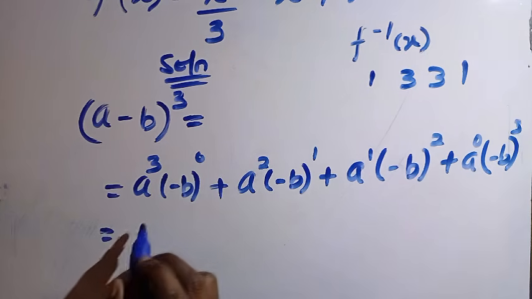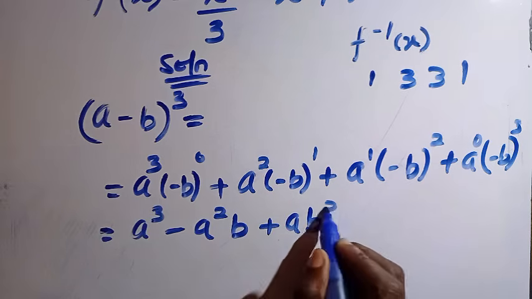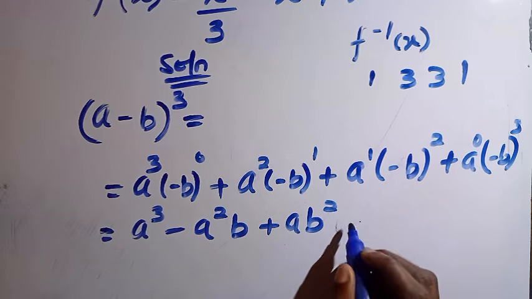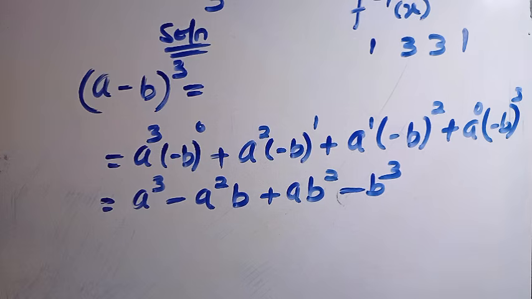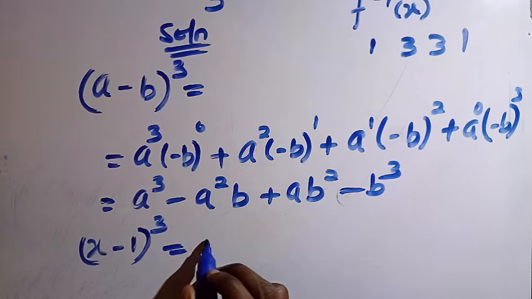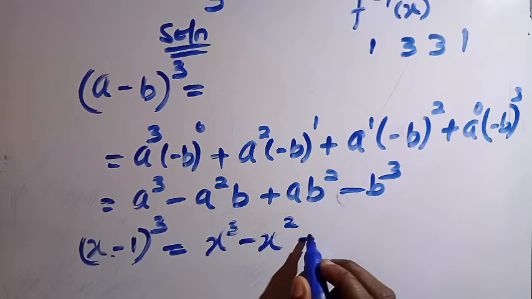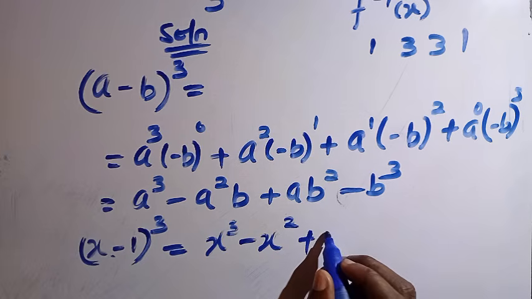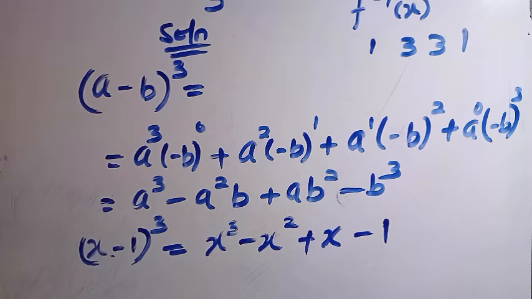Then the whole of this gives us a to the power of 3 minus a squared b plus ab squared minus b raised to the power of 3. This is what we have. Then, how can we now apply this? It's very simple. If I take x minus 1 raised to the power of 3, if x is a and 1 is b, so we're going to have x power of 3 minus, so a is x, that is x power of 2, and b is 1. Then also plus x, and the last one gives us minus 1. So this is what we have.